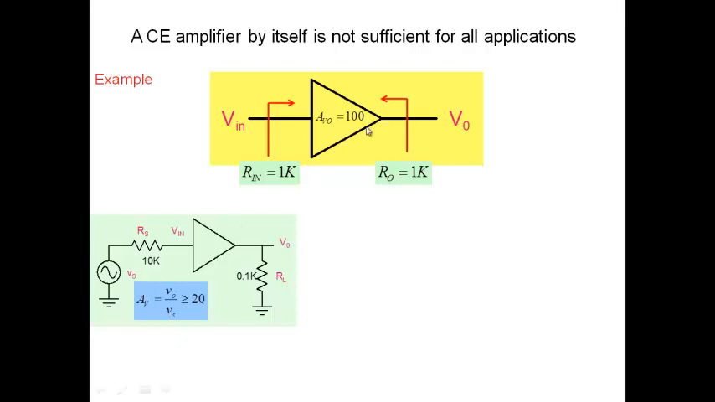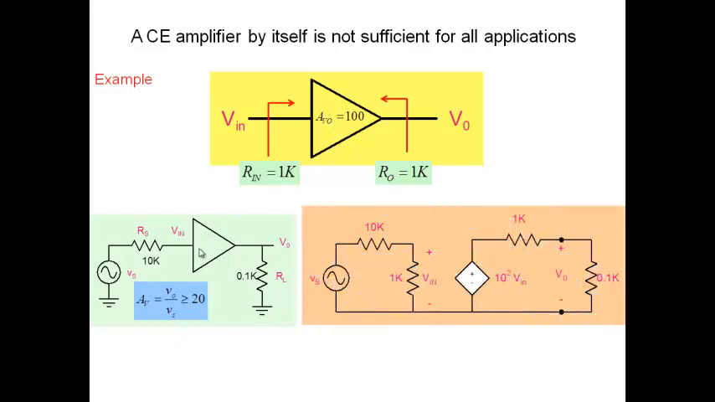Now, if I have a common emitter amplifier which is already designed to give me an open circuit gain of 100, and input and output resistances of 1K, and I plug it here, then what I will get is the following. I have my source here as usual, 10K. The amplifier has been substituted by its model, with an input resistance of 1K, an open circuit gain of 100 times Vin, and an output resistance of 1K. So that's my amplifier, with these three quantities, and a load of 0.1K.